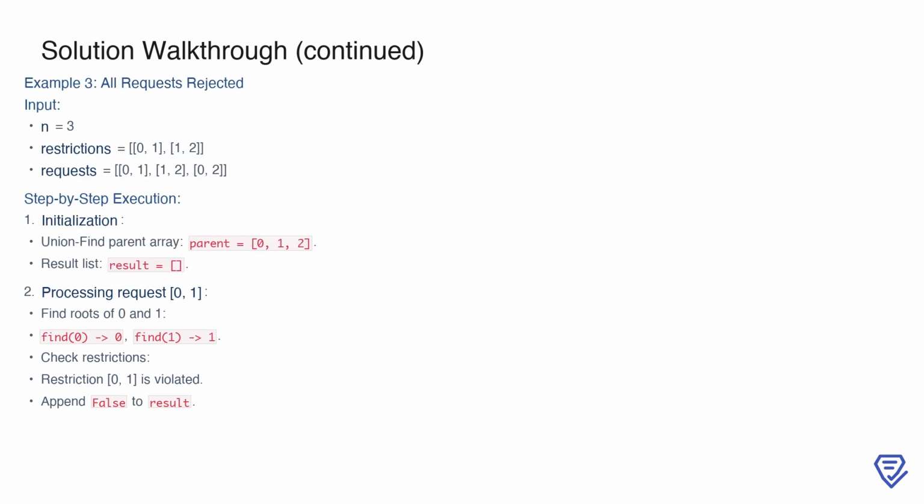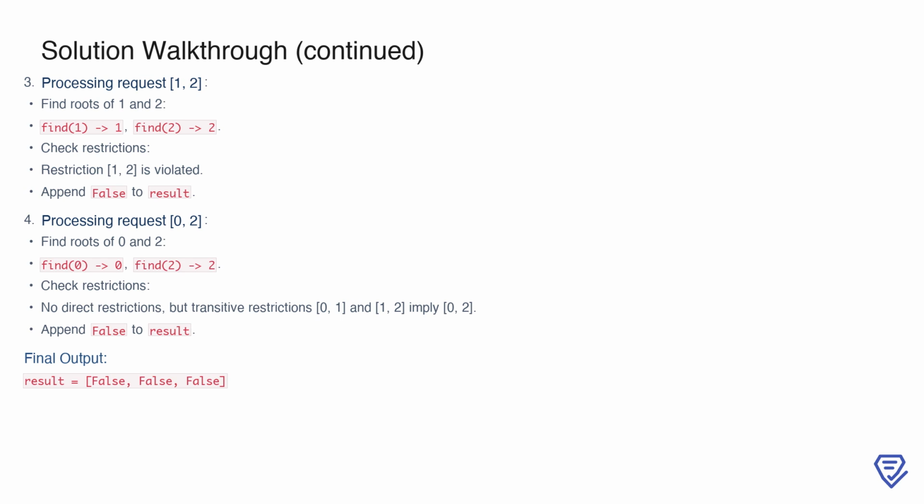In our third example, we have 3 nodes with restrictions [0,1] and [1,2]. The friend requests are [0,1], [1,2], and [0,2]. We initialize the union find structure with each node as its own parent, [0, 1, 2], and an empty result list. For the first request, [0,1], the roots of 0 and 1 are distinct, 0 and 1. However, the restriction [0,1] prevents these nodes from being connected. As a result, we append false to the result list without performing any union.